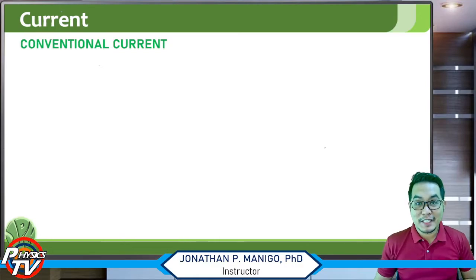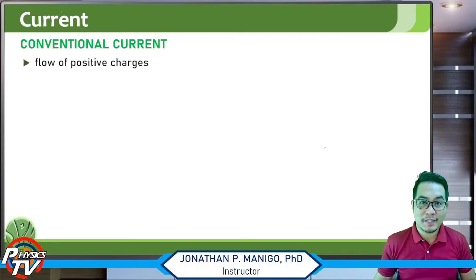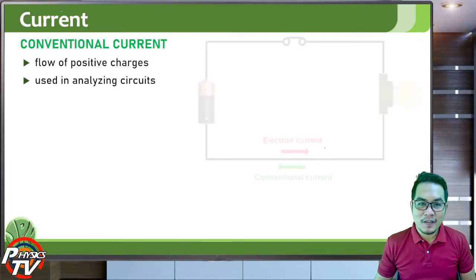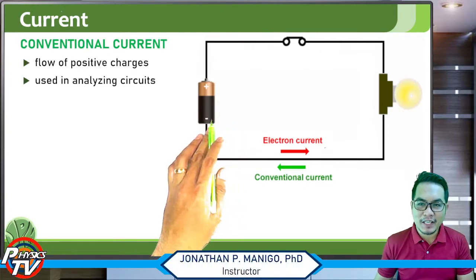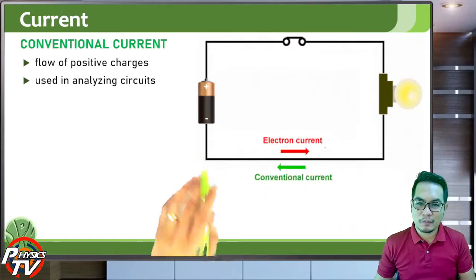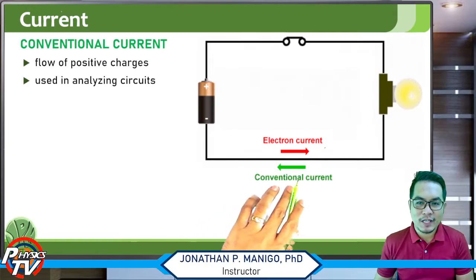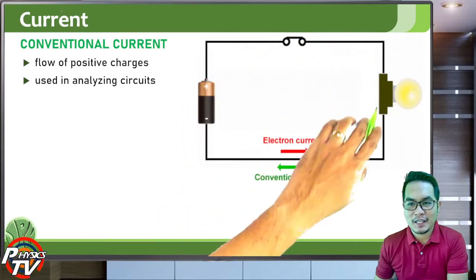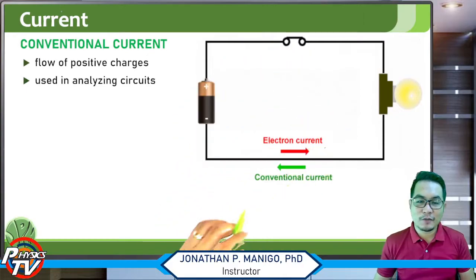In our discussion for this chapter, we will only use the conventional current. It is the current which is a flow of positive charges. So we will use this in analyzing our electrical circuits. So if you have a circuit, say a simple circuit, a light bulb connected to a battery, then we will assume that the current flowing through this circuit is the conventional current, the green one. So the green one comes out of the positive terminal of the battery and goes inside the battery through the negative terminal. So that is the conventional current.